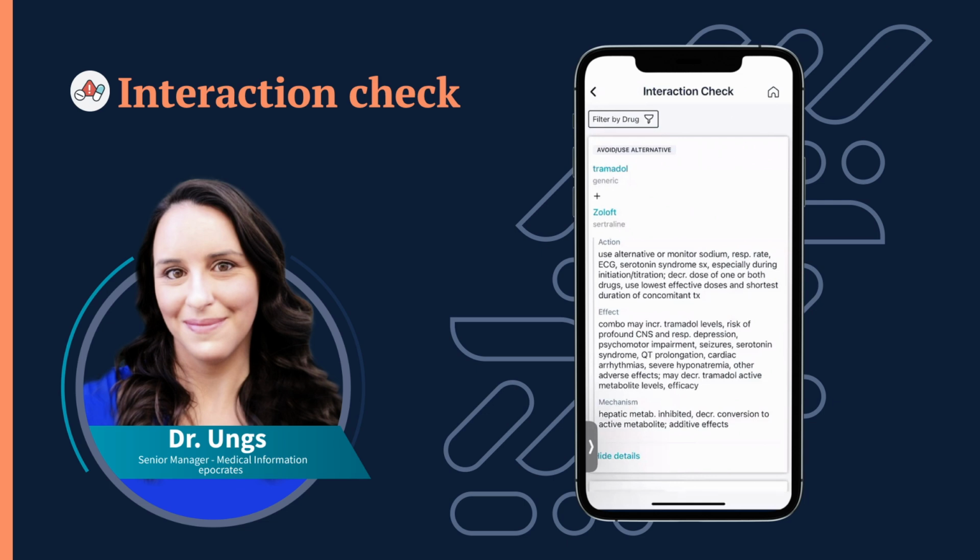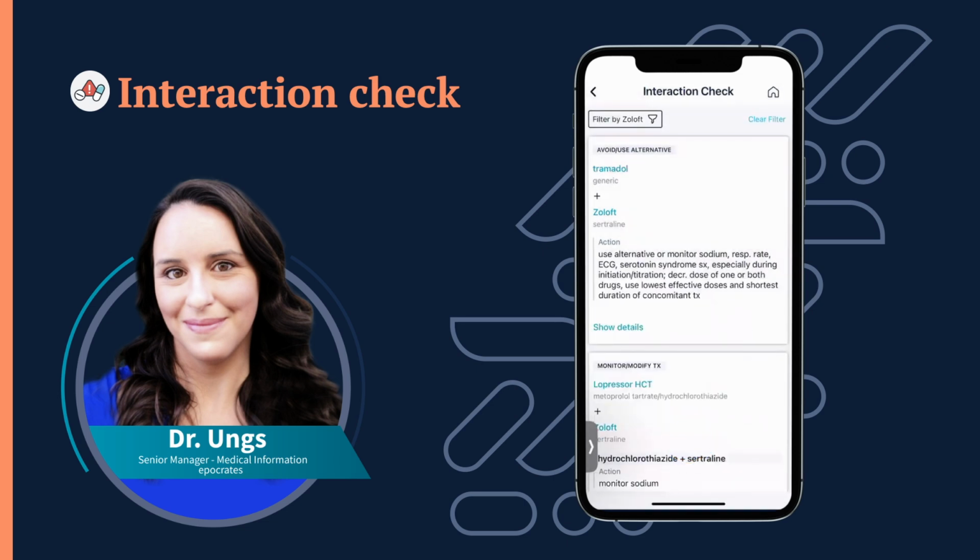potential drug interaction. The Filter by Drug feature allows you to view the results from a different perspective by focusing on a specific drug. For example, if you want to see only the drug interactions and additional considerations for the new drug that you're planning to prescribe, you can tap on Filter by Drug, then select Zoloft. This shows you only the results that are relevant to Zoloft.